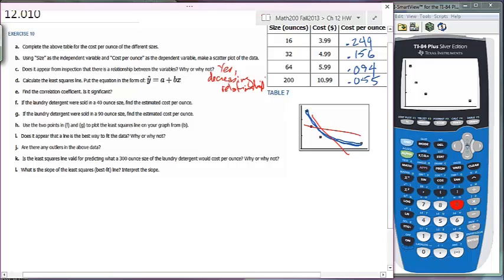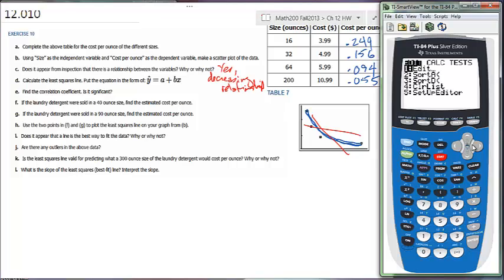Now, whether this relationship is linear is yet to be determined, and that's what we'll do in the next couple of problems. It says to calculate the least squares line, put the equation in the form of y hat equals a plus bx. Well, we also have a calculator command for that. Let's go to stat and tests. And I'm going to scroll up to get to LinRegTTest, which is our most important calculator command in this chapter.